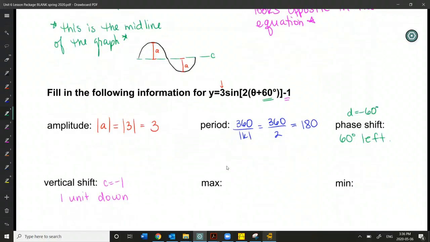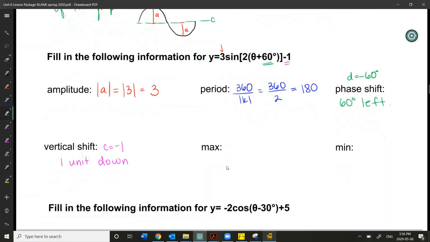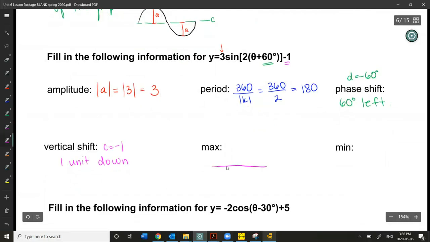So if I know the C value and I know the amplitude, I should be able to count up the amplitude from that C value and down the amplitude from that C value to find my max and min. So here's what I know. I know that my C value is -1. And I know that if I count up the amplitude from that, which is 3 units, I should hit the maximum point. So what's 3 units up from -1? Should be 2, right? So our maximum should be 2 here.